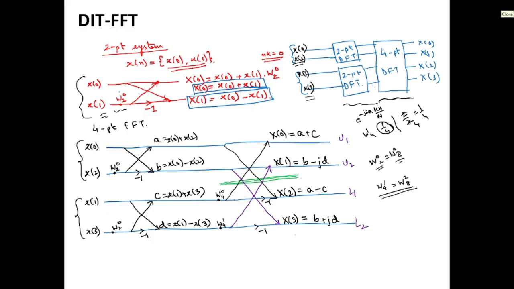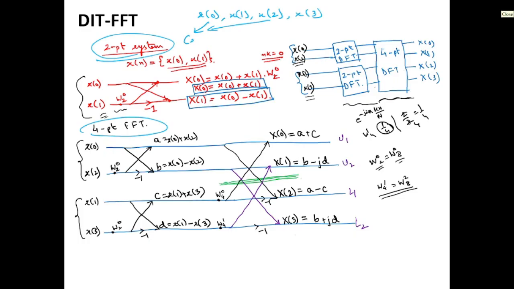We already discussed the 2-point system. Now in the 4-point system, what happens? We are having 4 signal components: x0, x1, x2, x3. We'll be taking x0, x2 together and x1, x3 together.